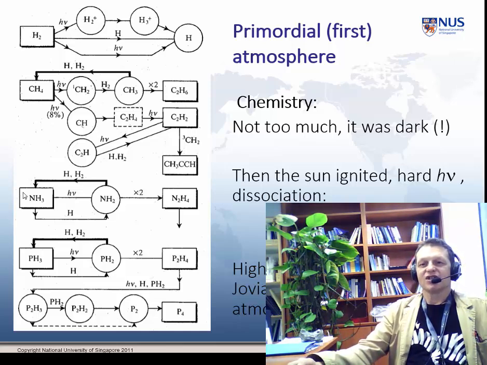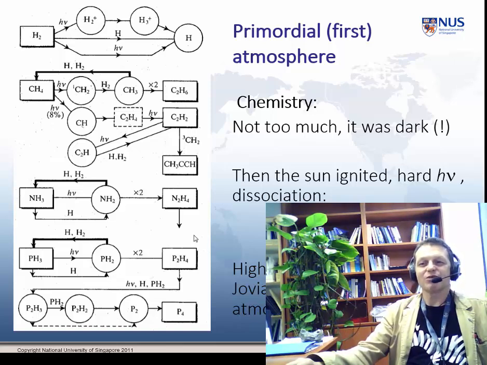You've got nitrogen, a bit more interesting, losing hydrogen and then going back again. So again, your pool is ammonia, but some of the NH2 can combine with another similar molecule, and you can end up with hydrazine, N2H4. And similar stories for phosphorus.